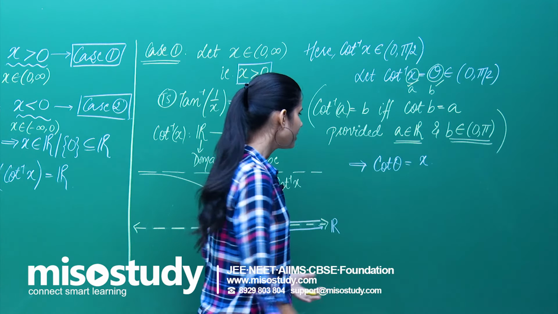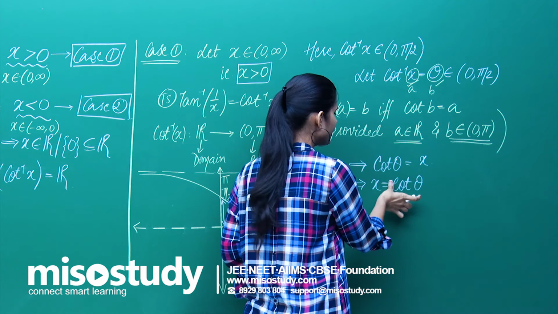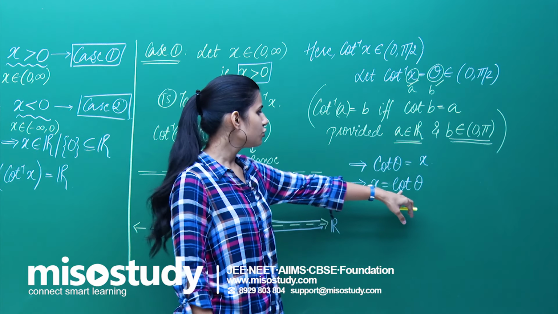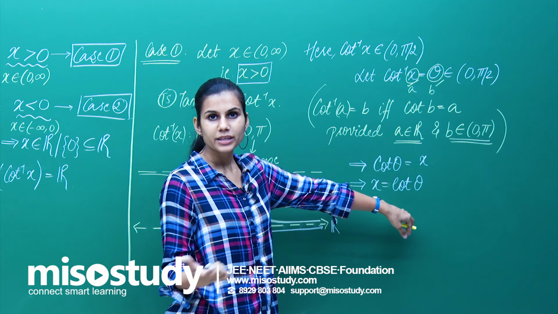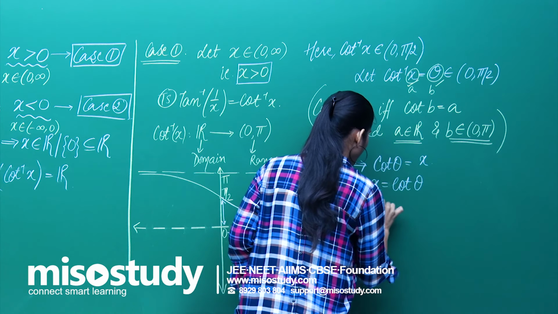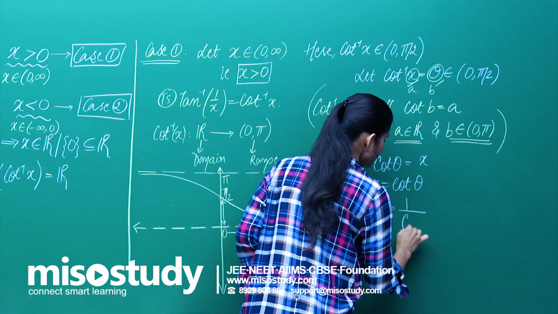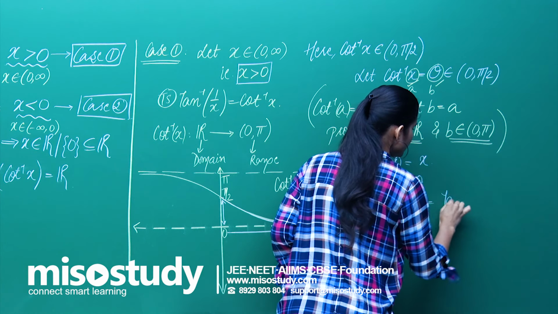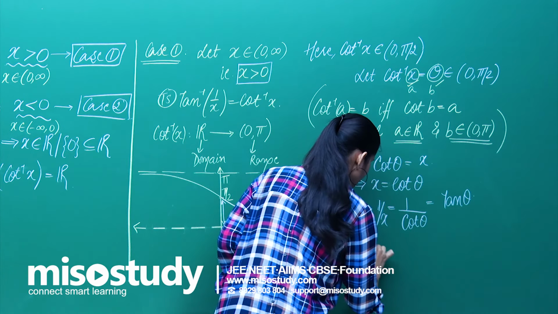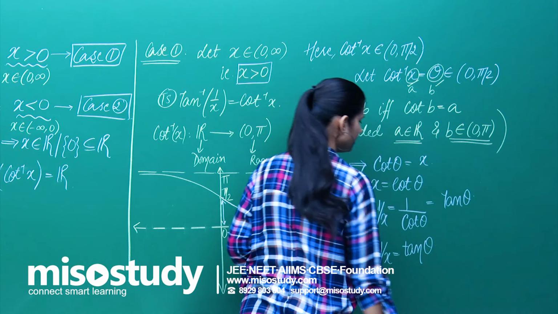The moment I have cot B equals A, at this step, we have used our property of trigonometric functions to bring the next function in the picture, which is the reciprocal of this. Reciprocal of cot is tan. I can write this as 1 by x equals 1 by cot theta, which is tan theta. So you have 1 by x equals tan theta.